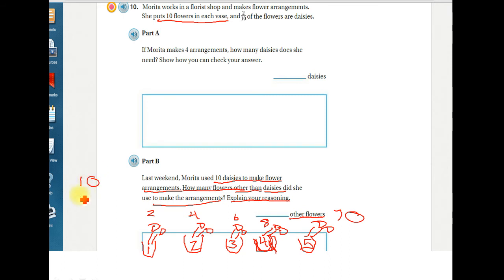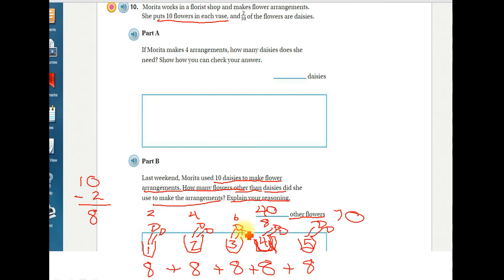Well, if you need 10 flowers, 2 of them are daisies, there's going to be 8 additional flowers for each arrangement. So there's going to be 8 more flowers here, 8 more flowers here, 8 more flowers here, 8 more flowers here, 8 more flowers here. So one way I could do that is add up all of these to find out how many other flowers, or I could just multiply 8 times the 5 arrangements, so there are 40 other flowers.